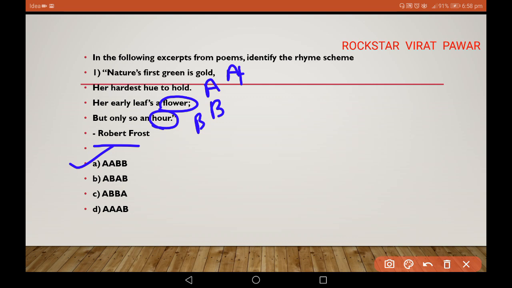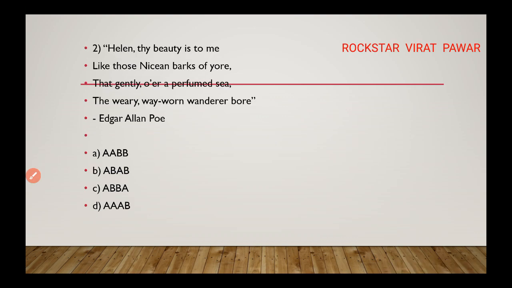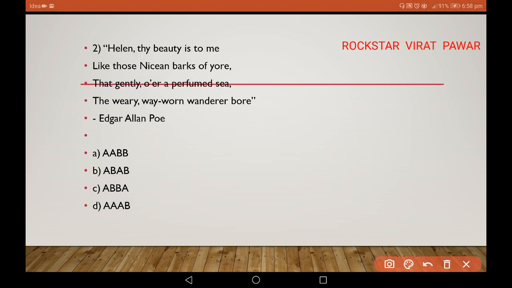Okay. So in this way you can identify any poem's rhyme scheme. It is very simple, and in the examination you get a 2 marks question regarding it. So it is important for you to prepare and watch the whole video with concentration, so that you can find any poem's rhyme scheme.